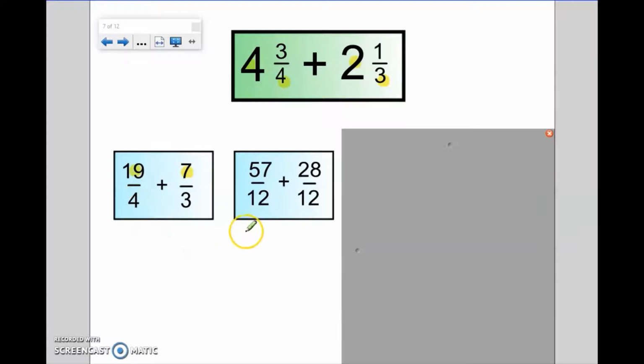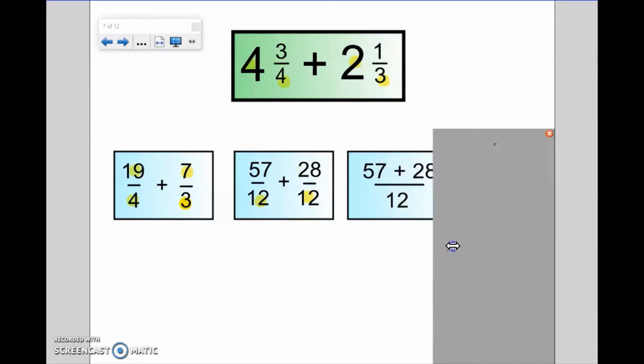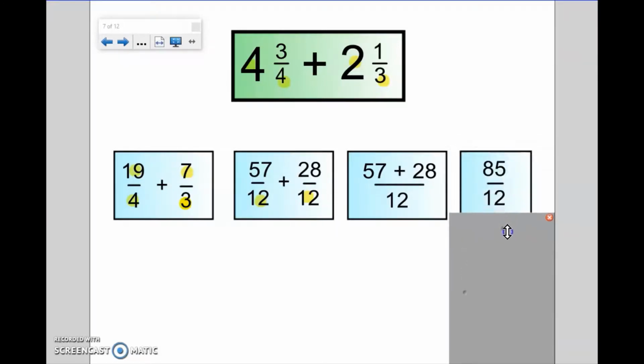To get from 4 to 12, I've multiplied by 3, which is exactly what I've done to the 19. That's where the 57 comes from. From 3 to 12, I've multiplied by 4, which is exactly what I've done to this 7, which is where the 28 comes from. Then I go ahead and add my numerators. 57 add 28. It's going to give me 85 over 12. So I've done my calculation using improper fractions or top-heavy fractions.